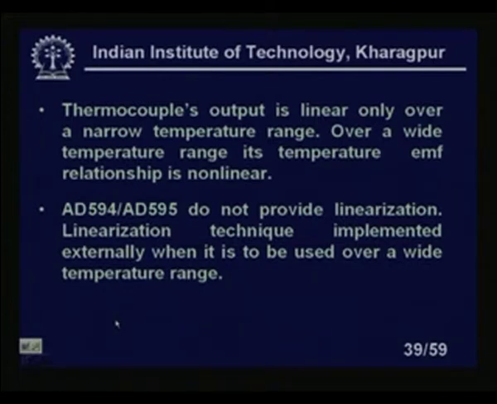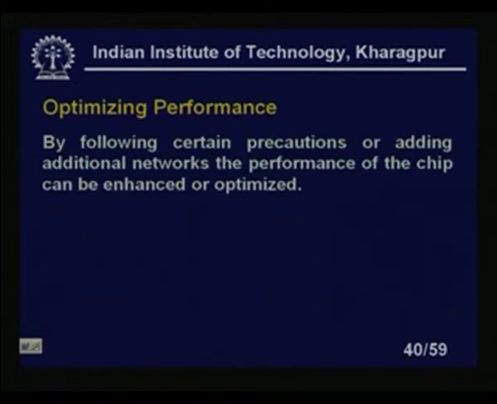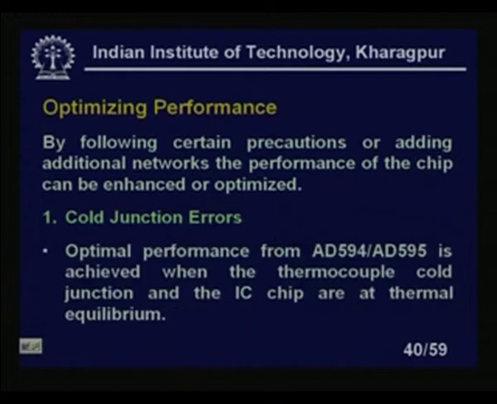AD594 and AD595 do not provide linearization. Linearization techniques must be implemented externally when it is to be used over a wide temperature range. Optimizing performance: by following certain precautions or adding additional networks, the performance of the chip can be enhanced or optimized. Cold junction error, this is one error. Optimal performance from AD594 and AD595 is achieved when the thermocouple cold junctions and the IC chips are at thermal equilibrium. They should be at the same equilibrium, that means the cold junctions.